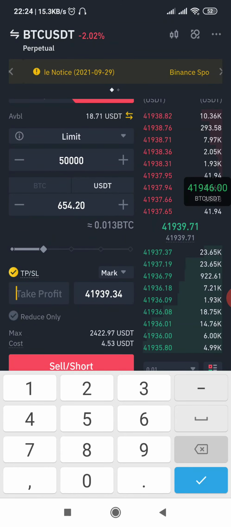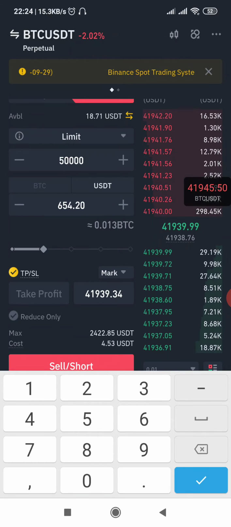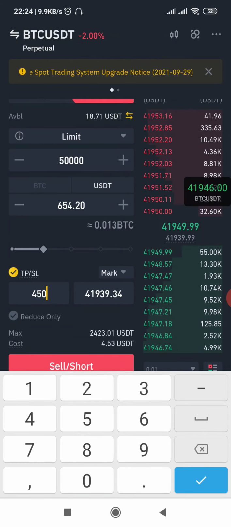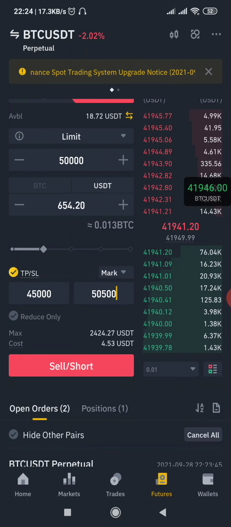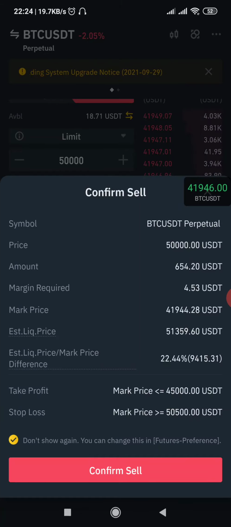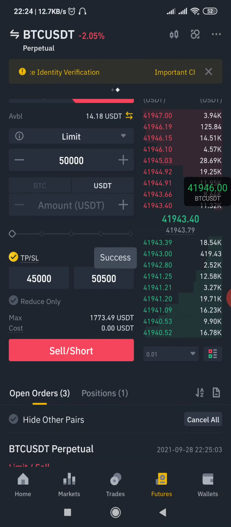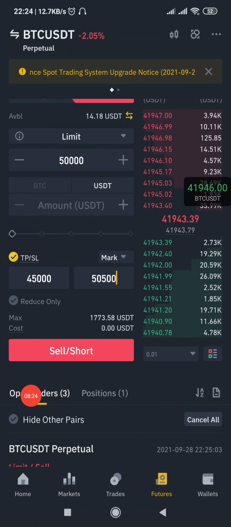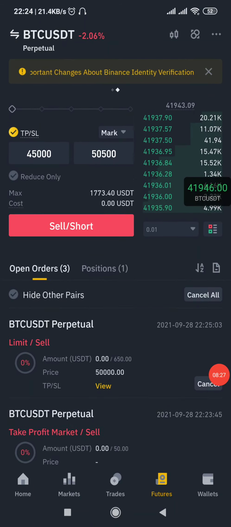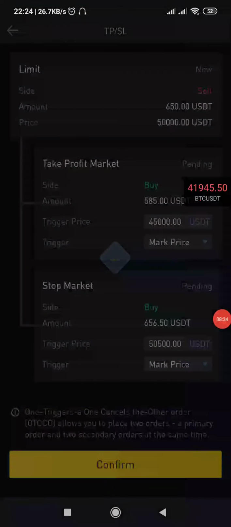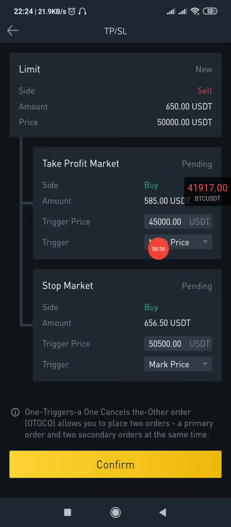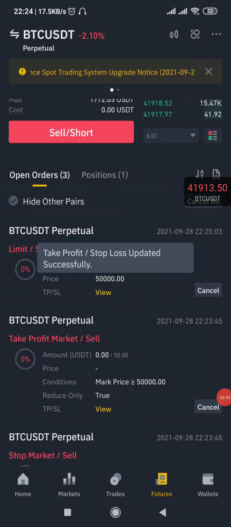So my take profit will be, let's say, around 45,000. Then stop loss will be around, let's say, 50,500. So this will be set as a pending order. Can you see the open orders has now increased to 3? So this is it here, the one I just opened now, price 50,000. Take profit and stop loss, all of them are there like that. So that is it.